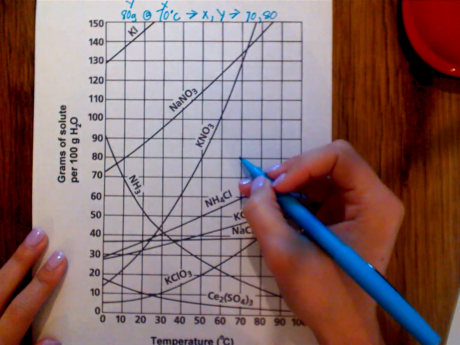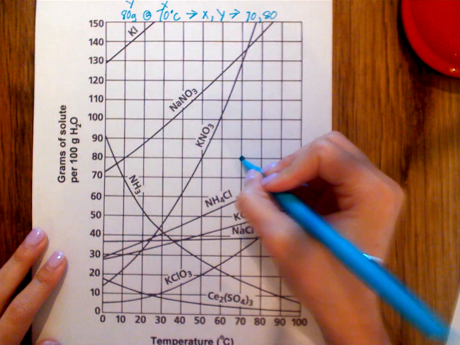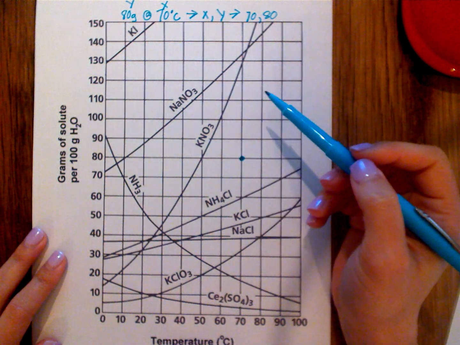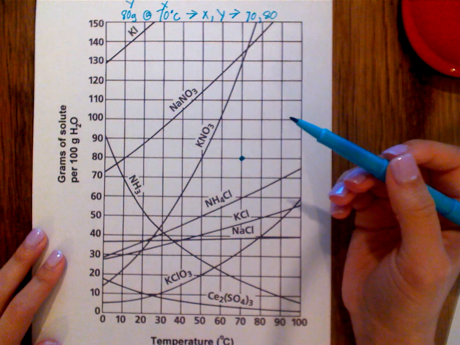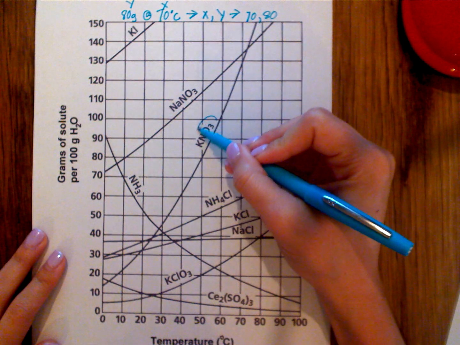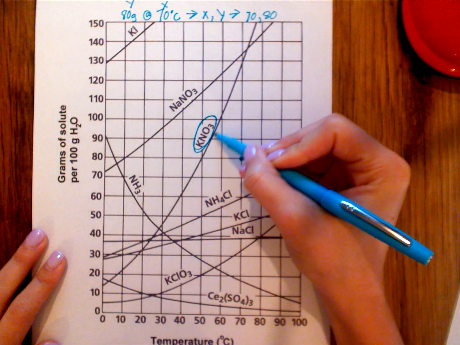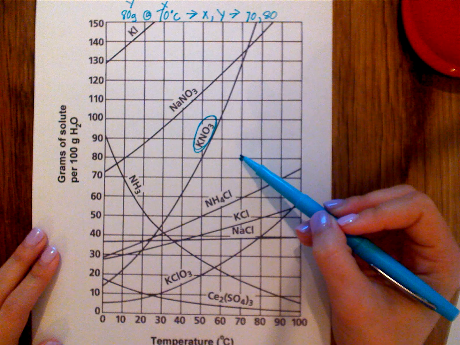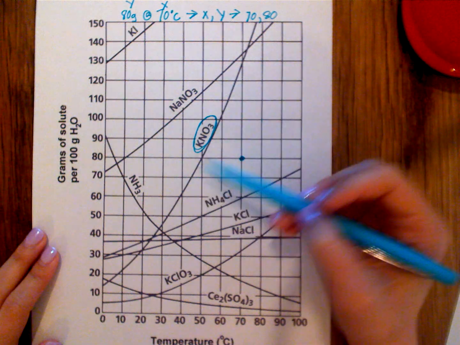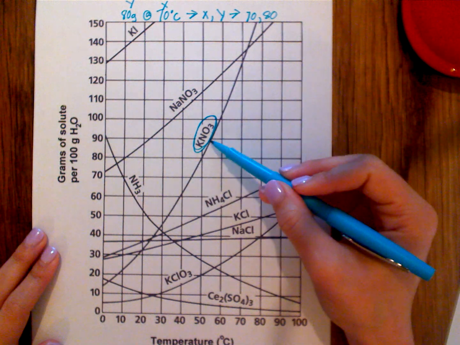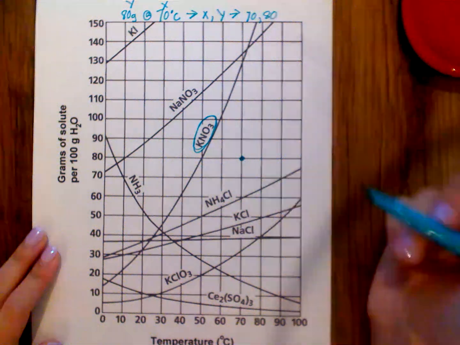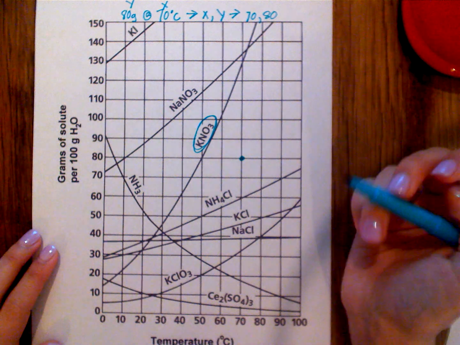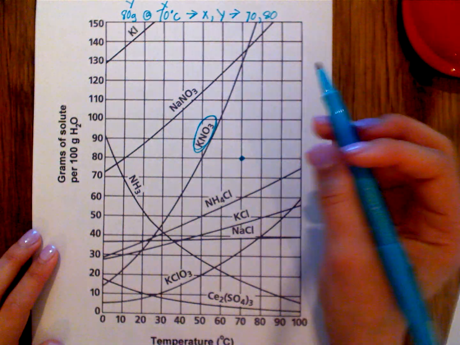I'm going to come down here and go ahead and plot that. I'm going to go over to 70. I'm going to come up to 80. I'm going to give myself a little mark to represent that ordered pair. I'm going to go back to my problem to remind myself of the compound that I'm working with. And the compound that I'm working with happens to be KNO3 right here. Now, this point in relation to KNO3's line is considered below KNO3's line. And as we know by now, if I'm below this line, I'm considered unsaturated. If I were to be on the line, I would still be considered saturated.